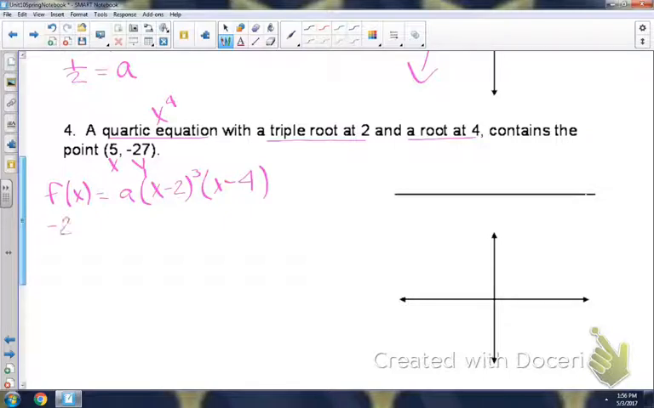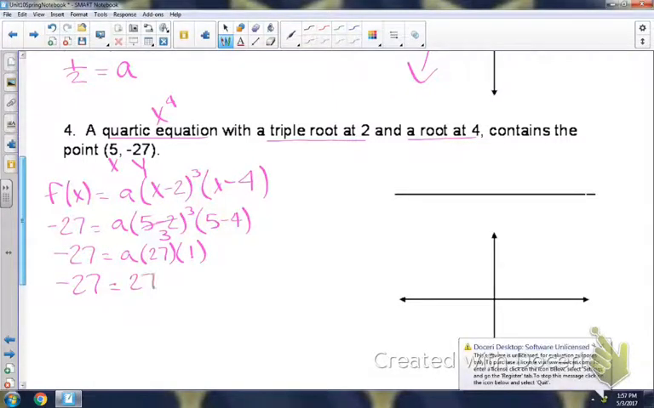So y is -27, x is 5. So we end up getting a 3 here, but we have to cube it. 3 times 3 is 9, times 3 we get 27, and then 5 minus 4 we get 1. So we should get A equals -1. Since it's -1, all I really have to write in front is a negative, but you could also write -1.